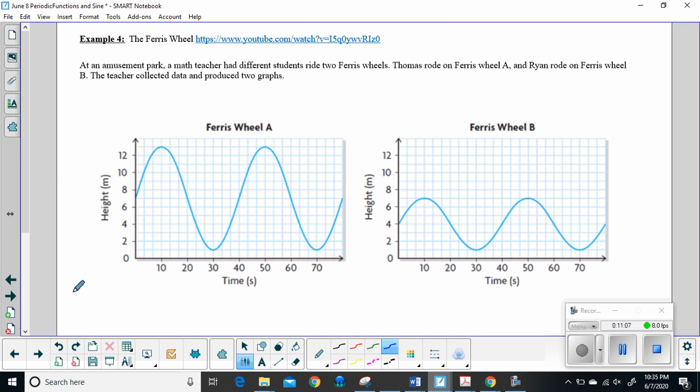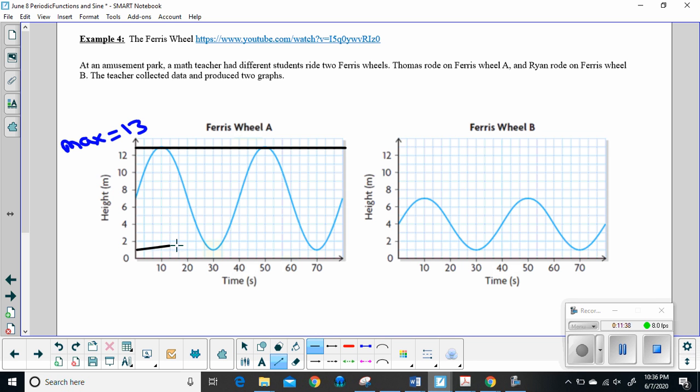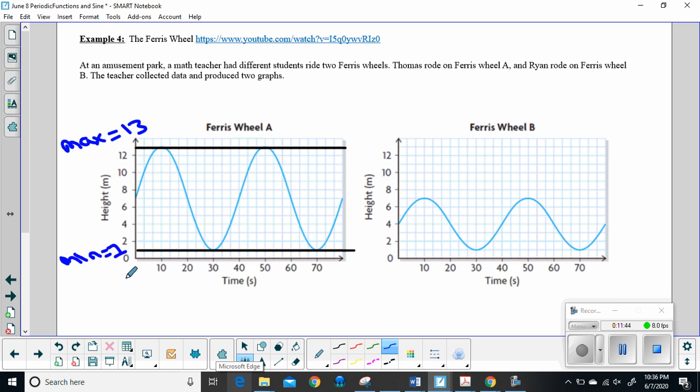Okay. So here I have two graphs. I have an amusement park. A math teacher had two different students ride different Ferris wheels. Somebody's on Ferris wheel A, Ryan's on Ferris wheel B. The teacher collects data. We produce graphs. We love graphs. Let's interpret them. Well, there's my maximum here on this one. So my max is at 13. Here's the minimum down here. So that's when the person gets on the ride, right? The lowest part of the ride. So I have a maximum, I have a minimum. So if I have those, I can figure out my amplitude and my axis.